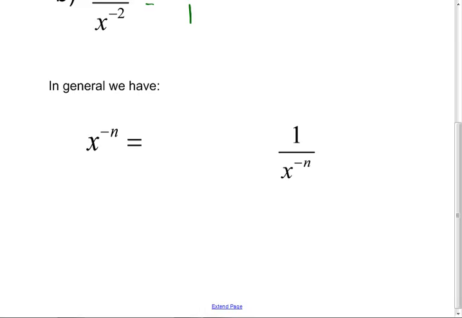What's this one? One over x to the n. What's the other one? X to the n over 1, which I don't need the 1, but I do need the 1 here, though.